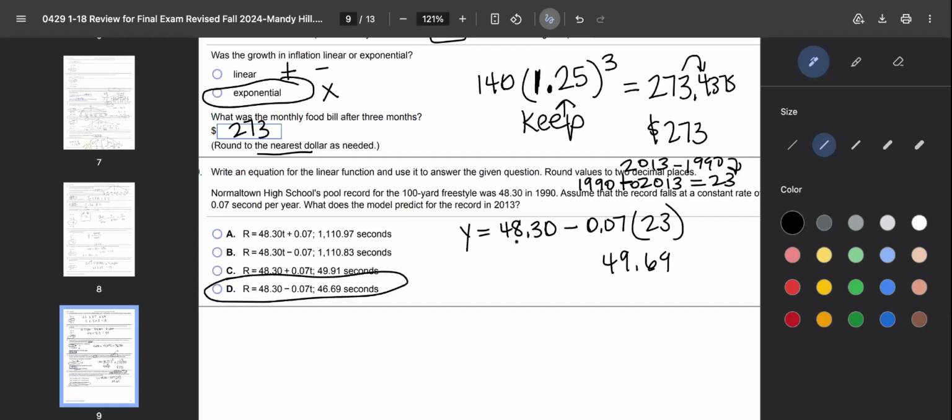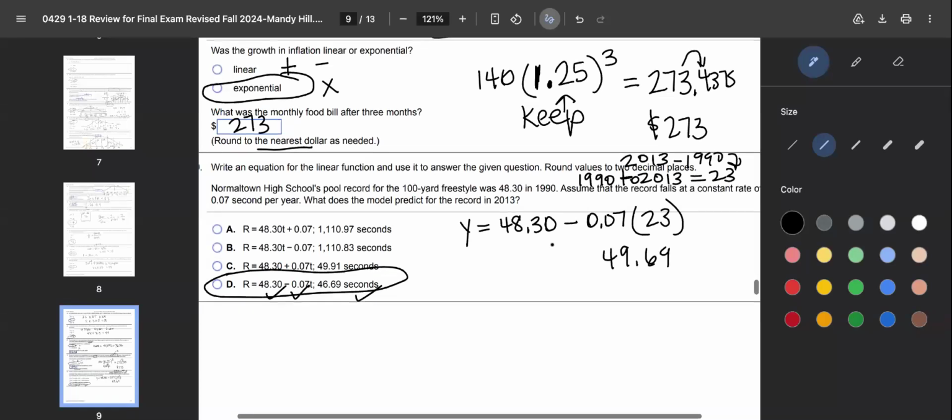And it does look like this, right? It's got the 48.3. We're subtracting, but they're saying T is the number of years that have gone by. So you can plug anything in for that, which is why that's the correct answer. We just happen to go ahead and put the number of years that had gone by.